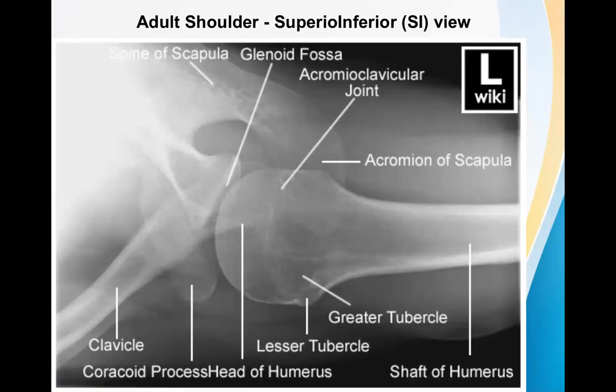Another type of view is also there in the adult shoulder when we want to take the X-ray. This is called the superior inferior view. We are just taking the X-ray from a different angle, that's it. Sometimes we are confused if we only take a view from one side, so to make the concept very clear, we take the X-ray from different sides and different angles. So these are the different views. That's the concept.